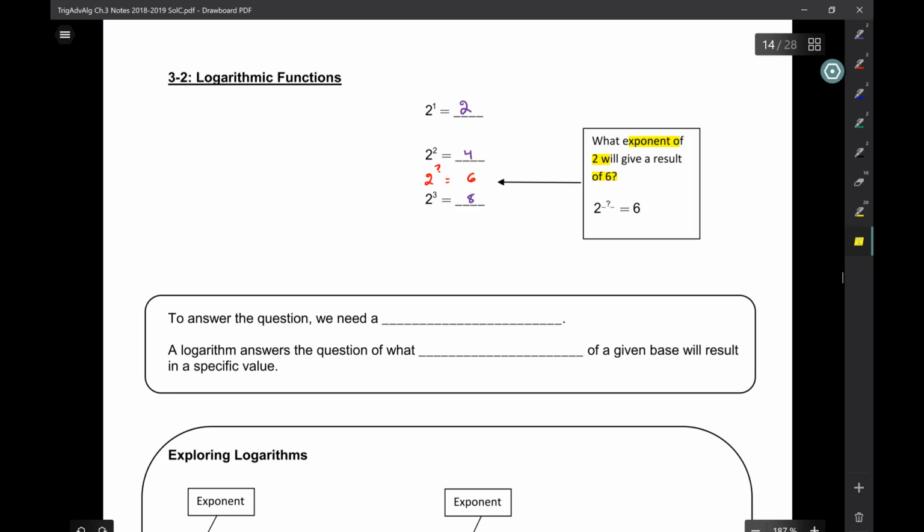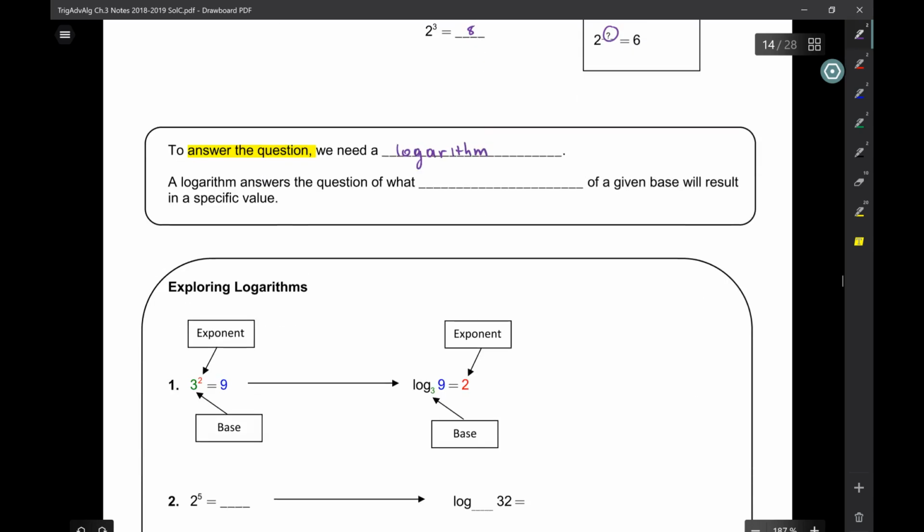So the question we're trying to ask now is, what is the exponent going to be of 2 so that 2 to the power of that will give me 6? Okay? So that's the question. First, we need to understand the question. 2 to the power of what gives us 6? That's the question. Now, to answer that question, what we need actually is a logarithm.